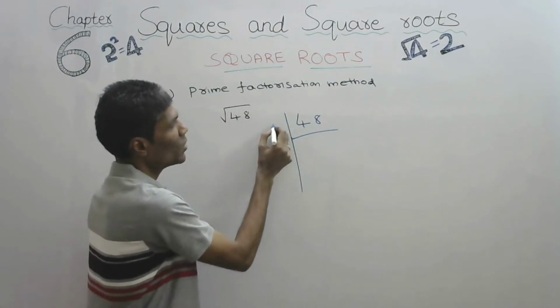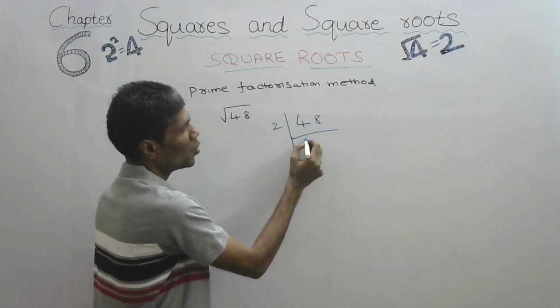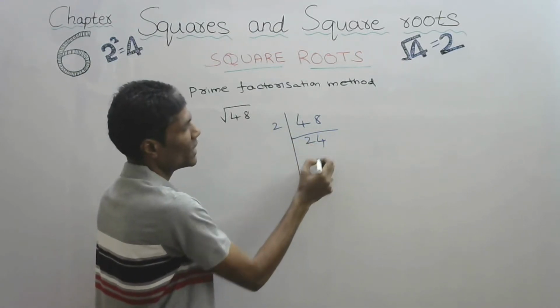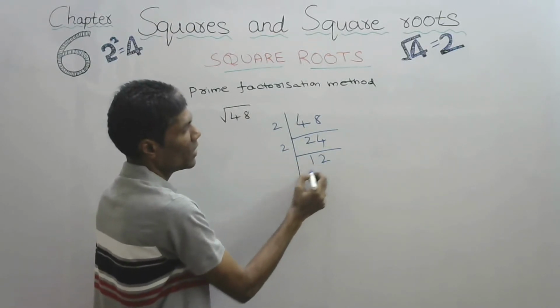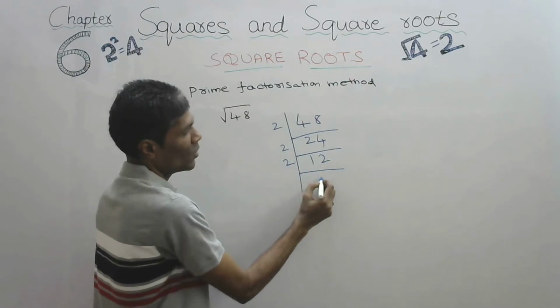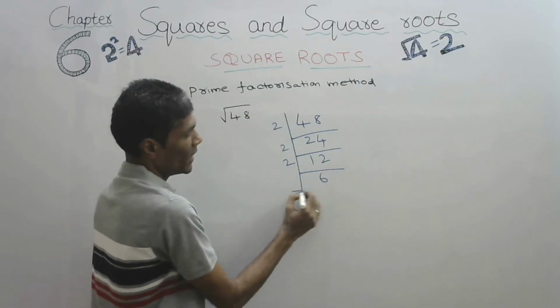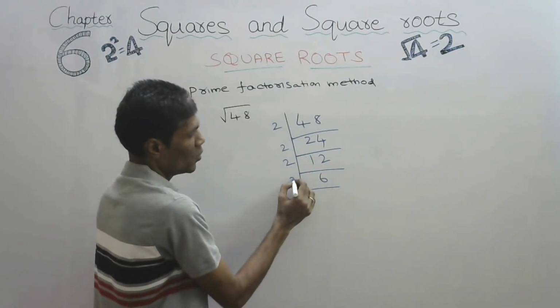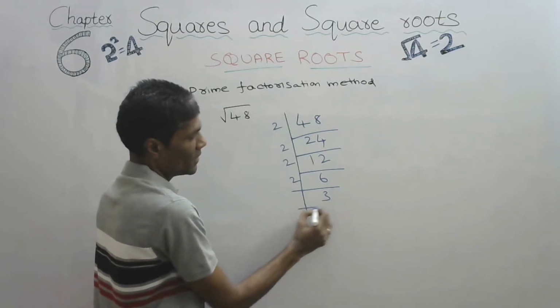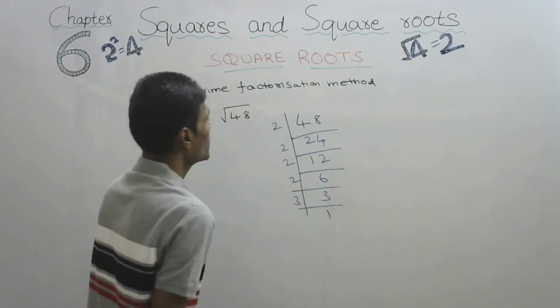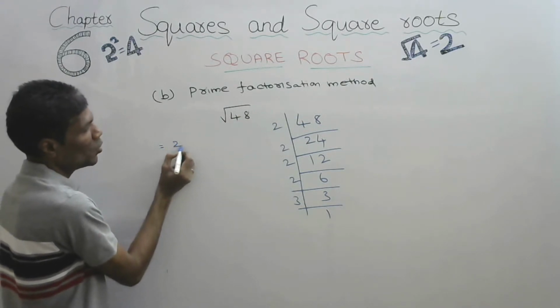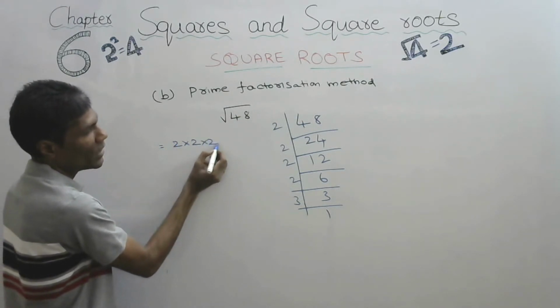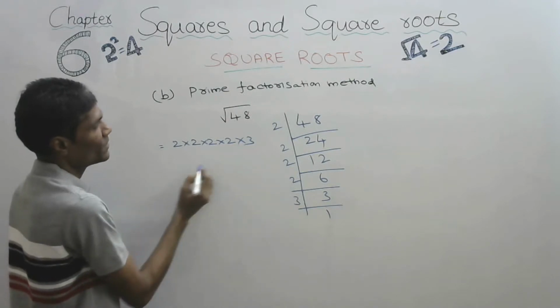First, 2 table: 2 2s are 4, 2 4s are 8. Next, 2 table: 2 ones are 2. Next, 2 6s are 12. Next, 2 3s are 6, 3 ones are 3. So 48 can be written as 2 into 2 into 2 into 2 into 3.